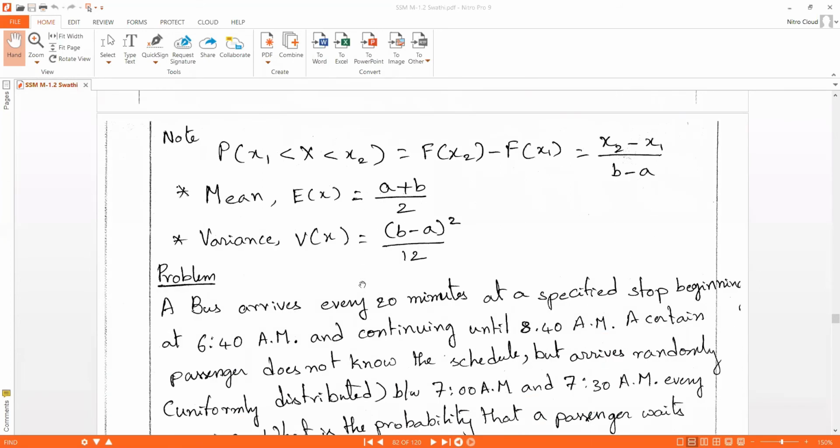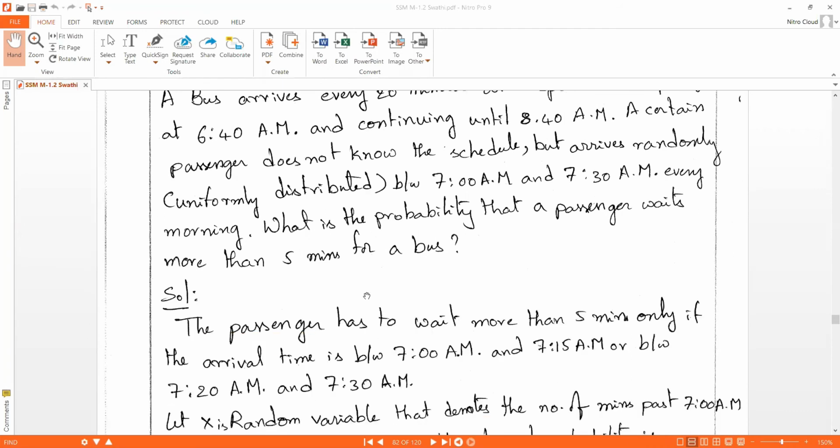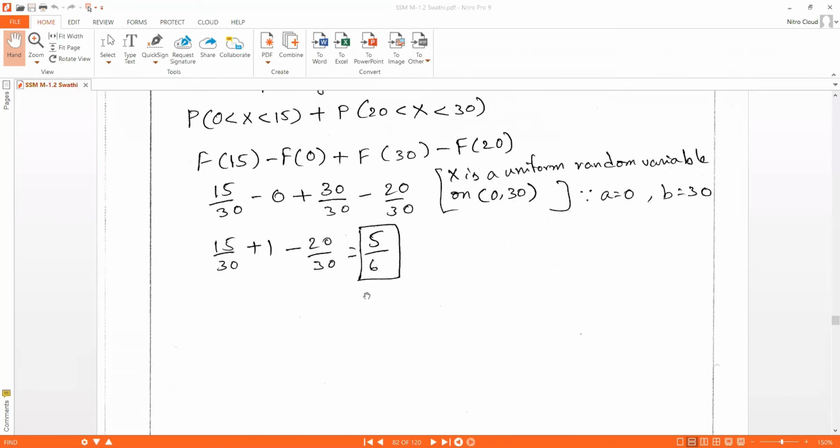Okay, here in the uniform distribution, P of x1 less than x less than x2 is equal to F of x2 minus F of x1, that is upper limit minus lower limit. That value we will get as x2 minus x1 divided by b minus a. Here the mean for the uniform distribution is E of x equal to a plus b by 2, and the variance for the uniform distribution is b minus a whole square divided by 12. Okay, and here we have one small problem related to uniform distribution.